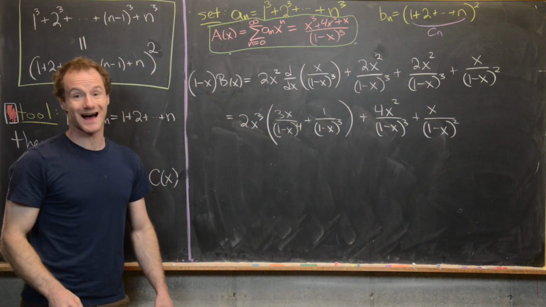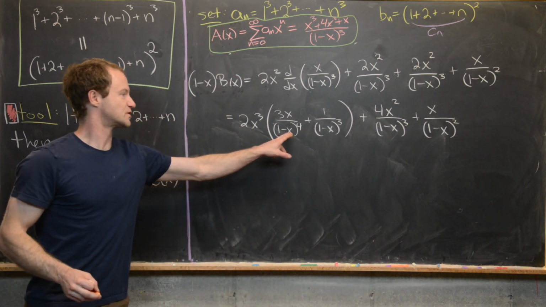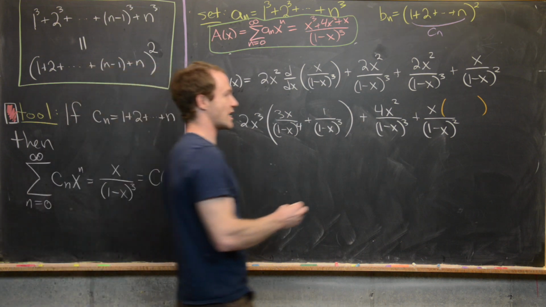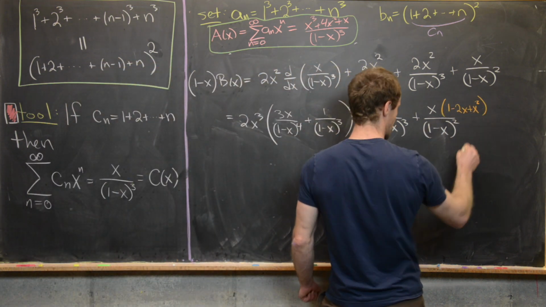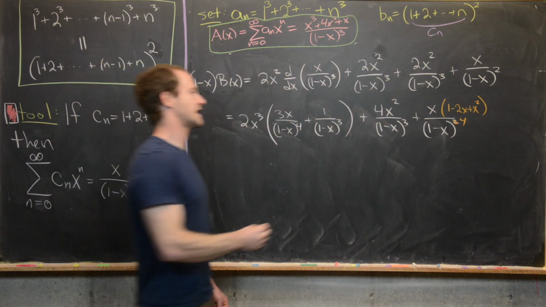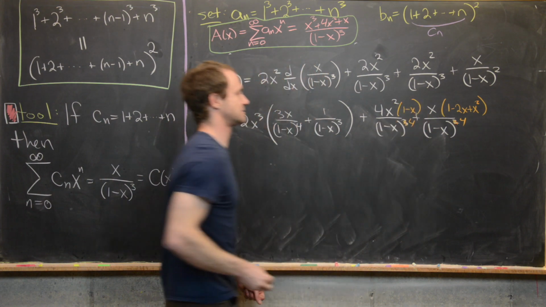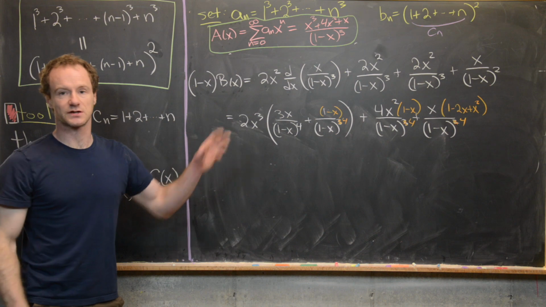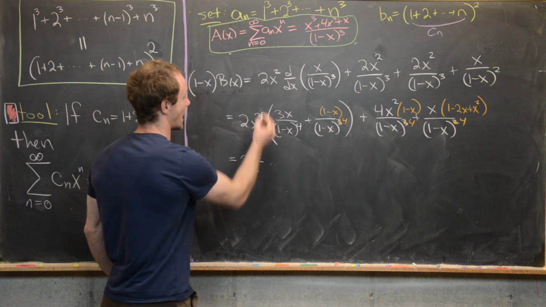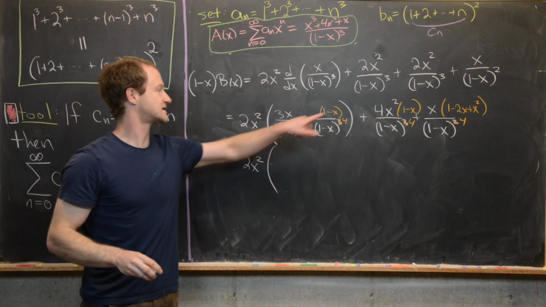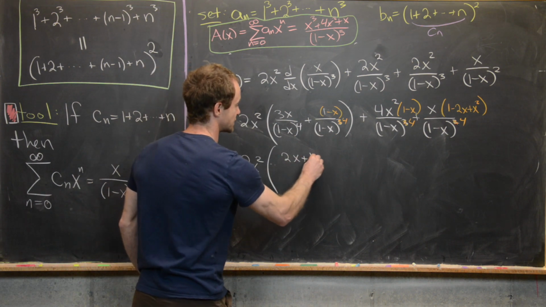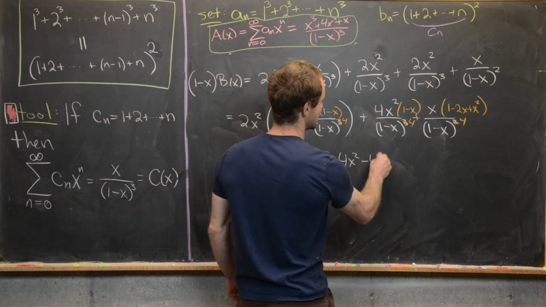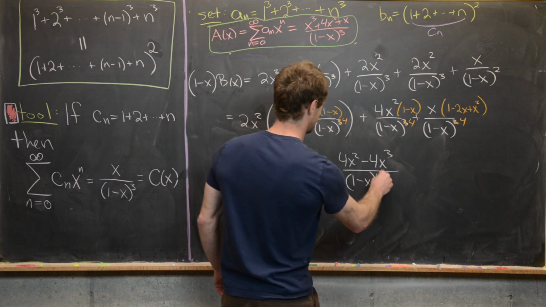So now let's start building up the denominators. So notice my largest denominator is 1 minus x to the fourth, so I want to build everything to that. So that means I'll multiply this on the top and the bottom by 1 minus x squared, but that's the same thing as 1 minus 2x plus x squared, and that's going to turn this to a fourth. Then I can turn this to a fourth by multiplying by 1 minus x. And then I can turn this to a fourth by multiplying 1 minus x as well. Okay, so let's see what that gives us. That's going to give me 2x squared here times, so now we have 3x minus x, so that's going to be 2x. So we have 2x plus 1 over 1 minus x to the fourth. And then we're going to have plus 4x squared minus 4x cubed over 1 minus x to the fourth.